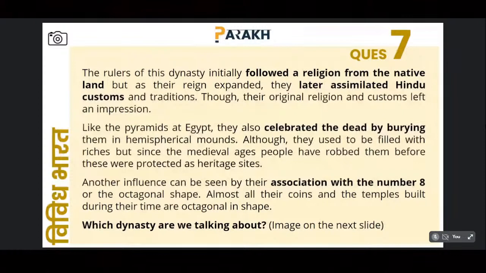Like the pyramids in Egypt, they also celebrated the dead by burying them in hemispherical mounds. Although they used to be filled with riches, since the medieval ages people have robbed them before these were protected as heritage sites. Another influence can be seen in their association with the number 8 or the octagonal shape. Almost all their coins and temples built during the time are octagonal in shape.